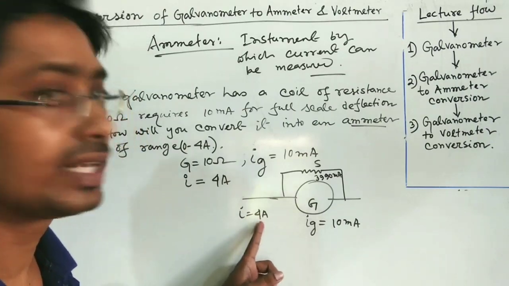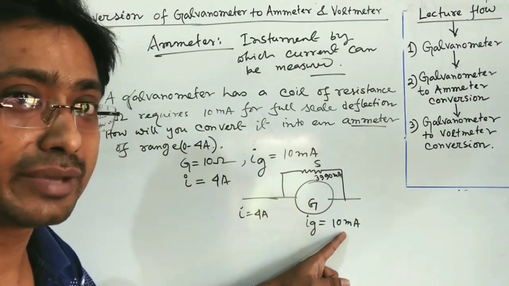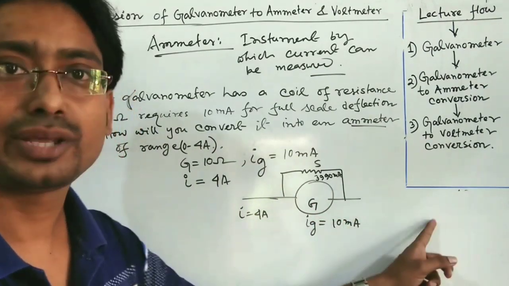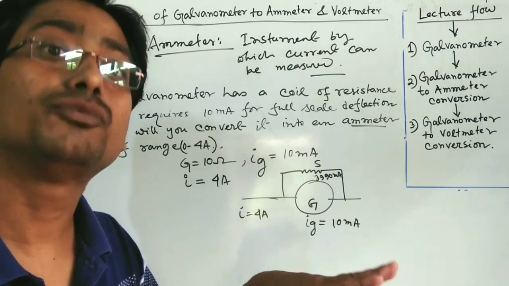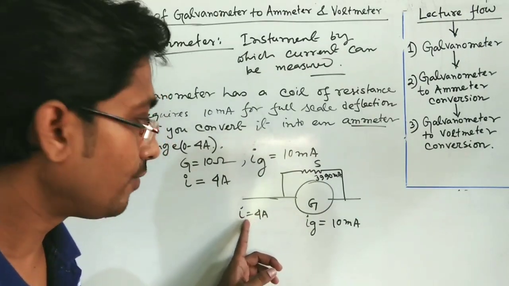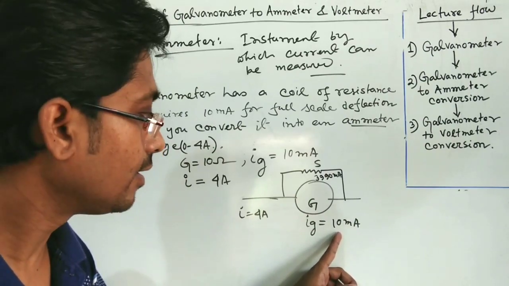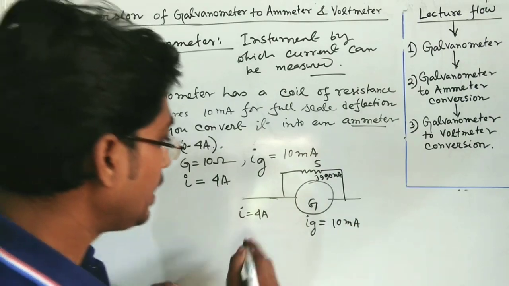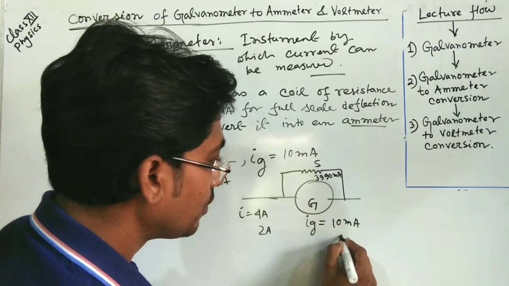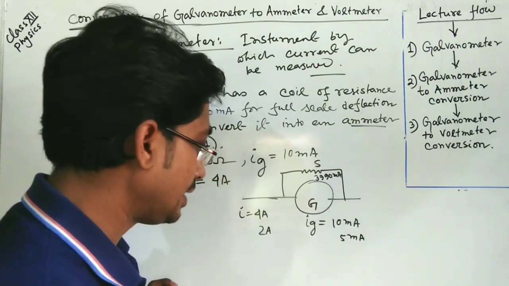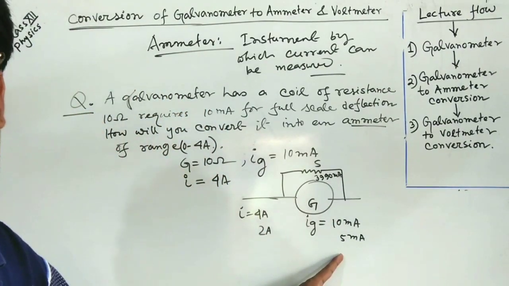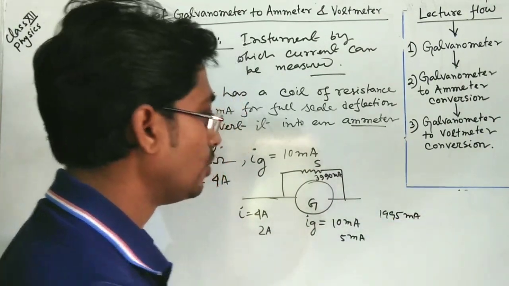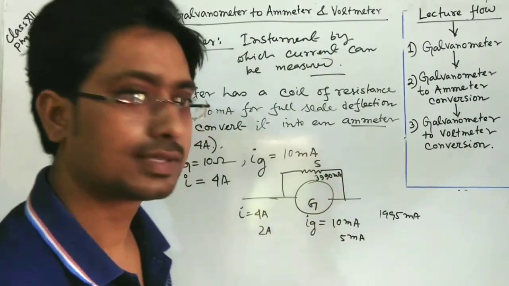The galvanometer will show full scale deflection. That means when 4 ampere current flows, it will show 10 milliampere and full scale deflection, so we measured the current 4 ampere. If 2 ampere current flows, the current through the galvanometer will be less, suppose 5 milliampere. The remaining current, 2000 milliampere minus 5, will be 1995 milliampere, which flows through the shunt resistance.